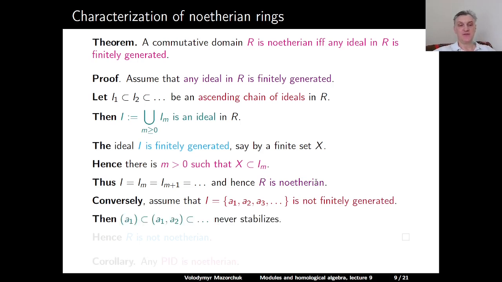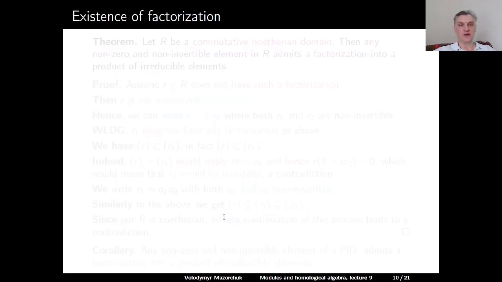Then we can consider the sequence of ideals. The principal ideal generated by A1 is included into the ideal generated by A1 and A2, and so on. And by the assumption, this chain never stabilizes, and this means that R is not a noetherian ring. So this gives us this characterization of noetherian rings, and in particular, as a corollary, we get that any principal ideal domain is noetherian. This is because all ideals are generated by one element. They are principal. Now we can prove existence of factorizations in principal ideal domains.